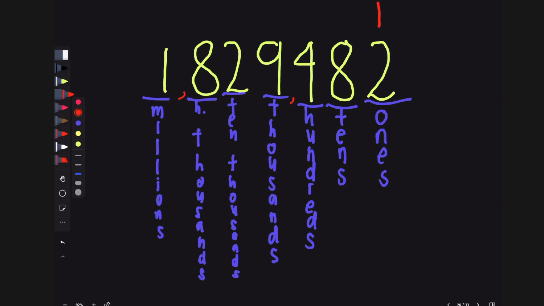This is a 1-digit number, a 2-digit number. So if we were to cut this number out, it would just be 82, and it would have 2 digits or 2 spaces. So 1 digit, 2 digits, 3 digits, 4 digits, 5 digits, 6 digits, 7 digits. 7 digits or 7 spaces that the number takes up.